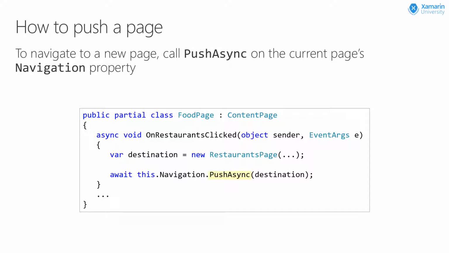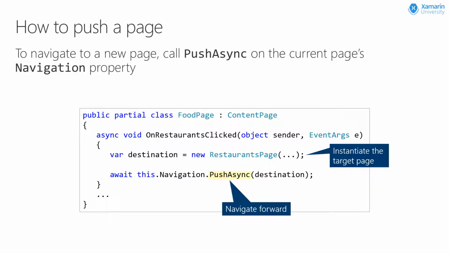Now, this navigation property exposes both push async and pop async methods. And here you can see we're creating a restaurants page that we want to display to the user. And then we use the food page's navigation property to call push async. It has the exact same parameters and overloads that we saw earlier. And in fact, it's actually recommended to use the navigation property versus calling the methods directly on your navigation page instance, but both will work.